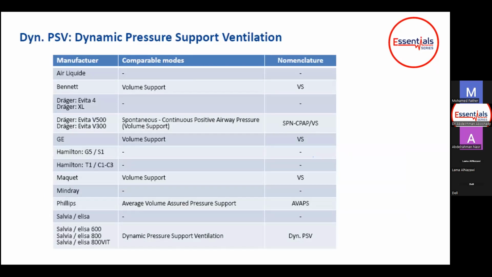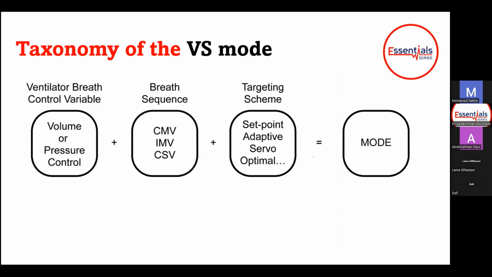Sometimes they call it dynamic pressure support, okay? But the usual common name is volume support mode. So in volume support mode, the control variable or the limit variable for every breath is pressure. It's pressure support. It gives only supported breath. So the control variable is pressure, and it's pressure limit. The breath sequence by the volume support mode, it's a variation, a dynamic pressure support mode. So it only gives supported breath.